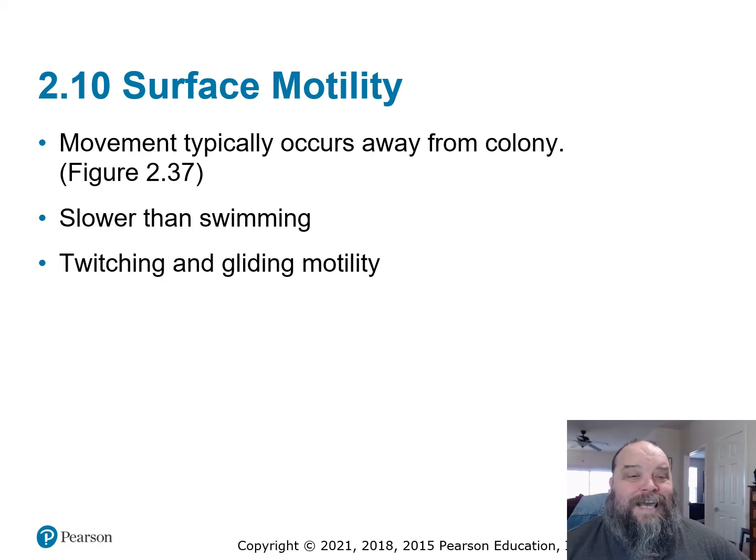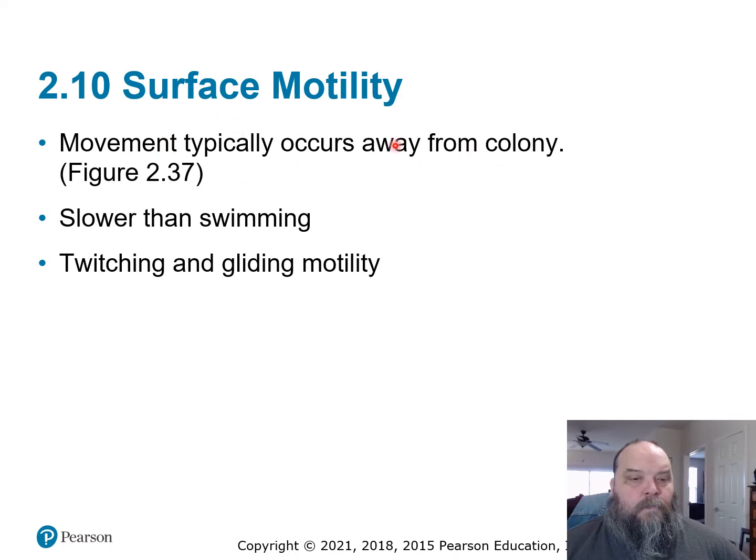Chapter 2, Section 10, Surface Motility. Now, surface motility, when we talk about this, we're not talking about a microbe swimming through a mud puddle. We're not talking about a microbe swimming through your bloodstream. What we're actually looking at is the ability of some of these bacteria to move when it's on a surface, like on an agar plate or whatnot.